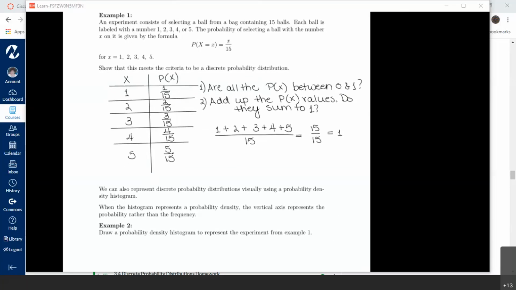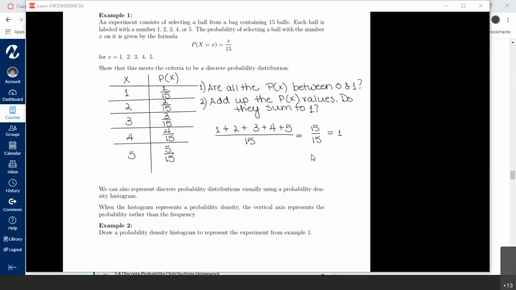Now, please also realize it's very easy, once you have this table, to compute the expected value of drawing a ball out of the bag. All I have to do is take each outcome and multiply it by its probability, and then add those up. That gives me the expected value. So once I have this probability distribution, I'm in good shape to do expected value.